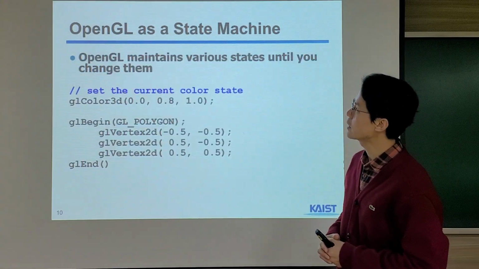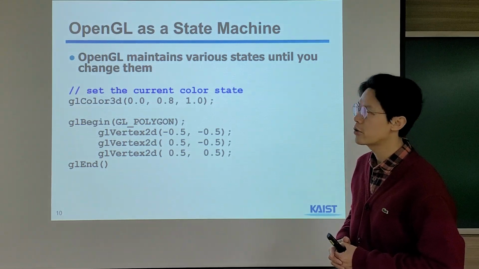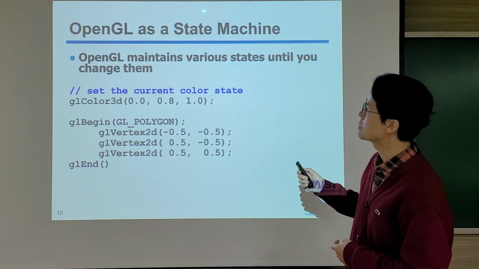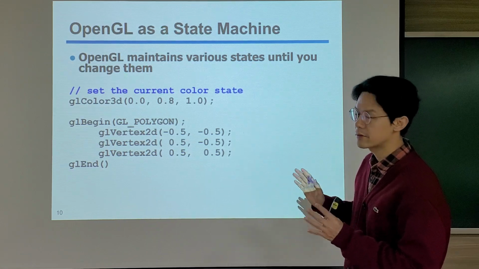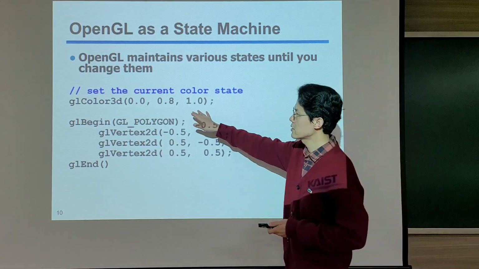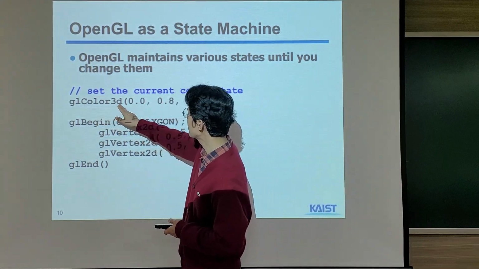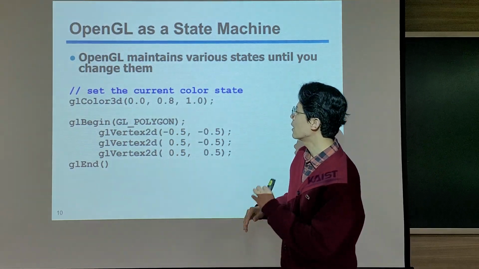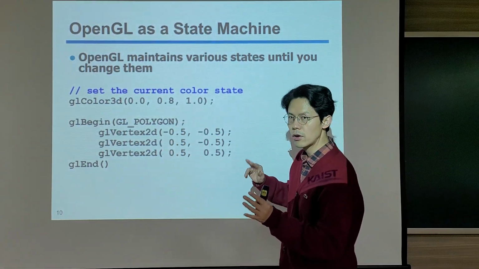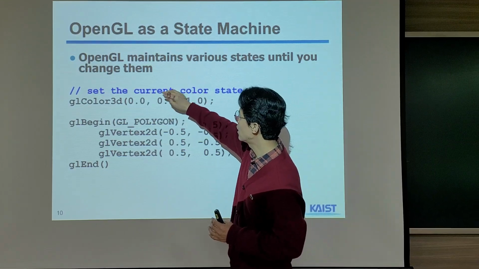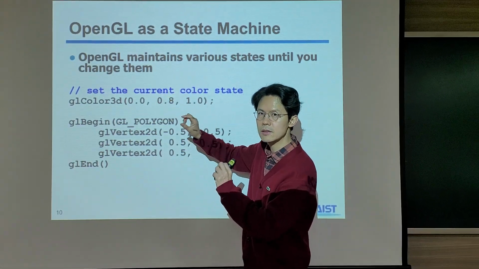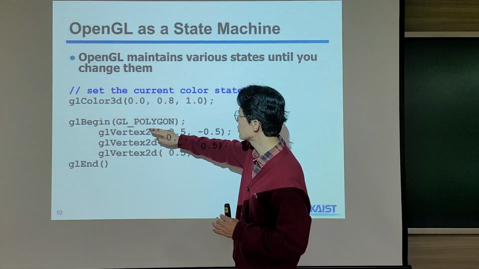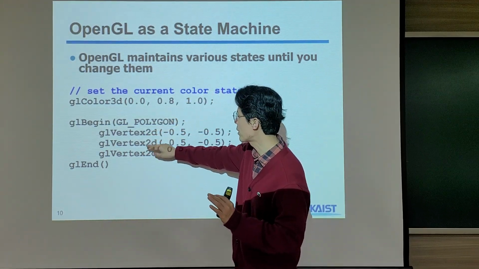Here I'd also like to talk about a few of the structure or context of OpenGL. You can treat OpenGL as a kind of state machine. OpenGL maintains various states until you change them. For example, here I set the color with glColor3d with RGB. Unless I change the color to another one, it is maintained in the GPU memory, and when I draw and access the vertices, I use that color.